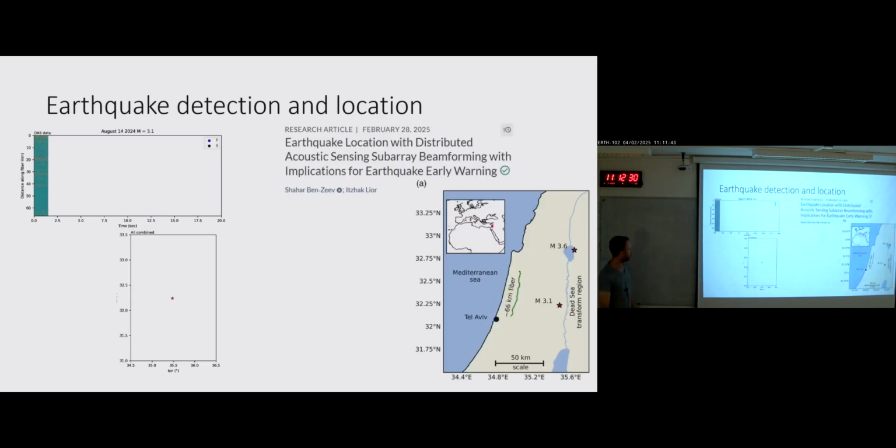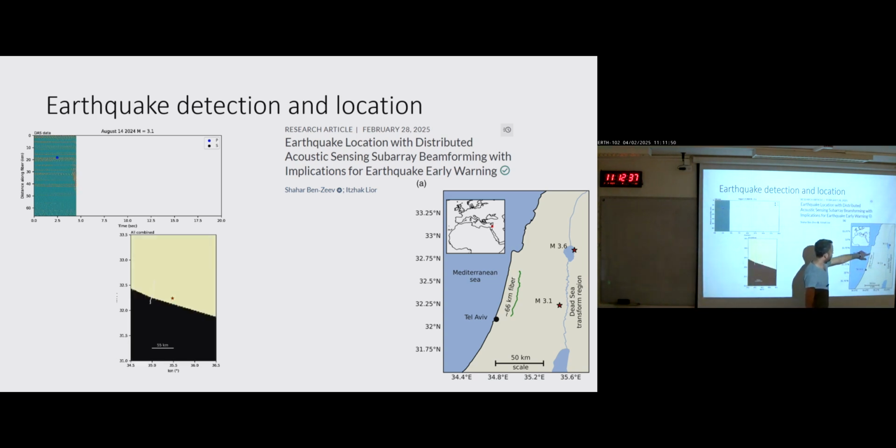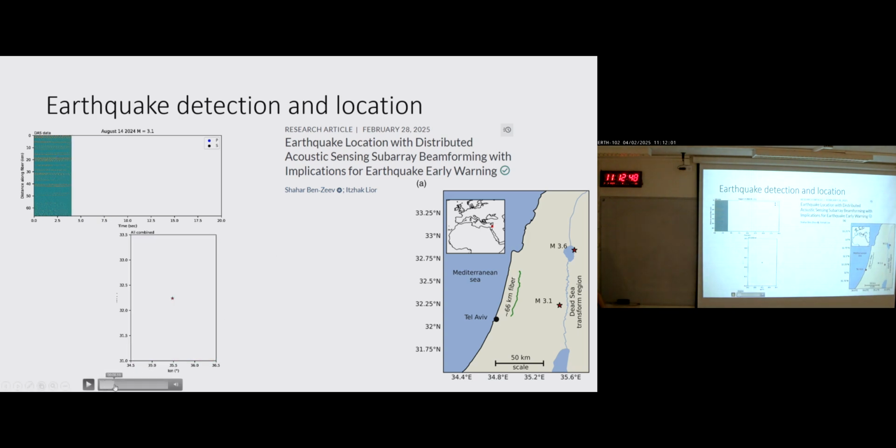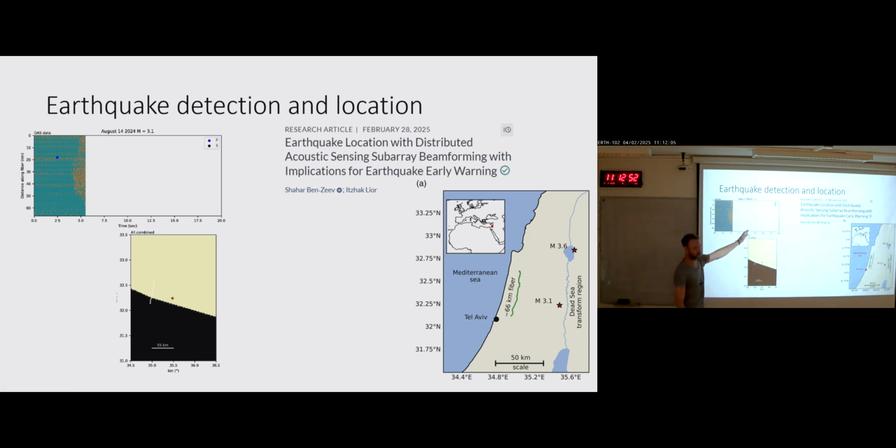So what I'm showing here are results for this earthquake that occurred here along the Dead Sea Transform, recorded by this fiber along road number 6, 66 kilometers long. And let's see if I can pause the movie. So what we are going to see in this movie is the earthquake as it is being recorded, so with time from the beginning of the earthquake. And what we'll see here is the location effort of this earthquake.